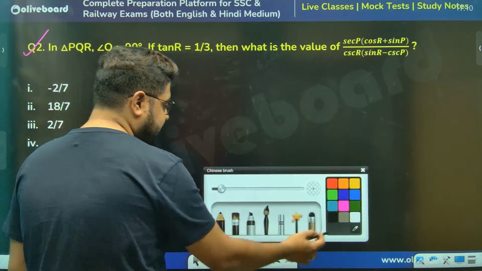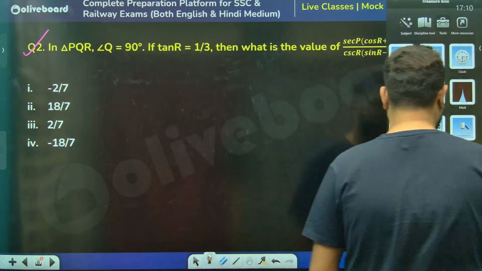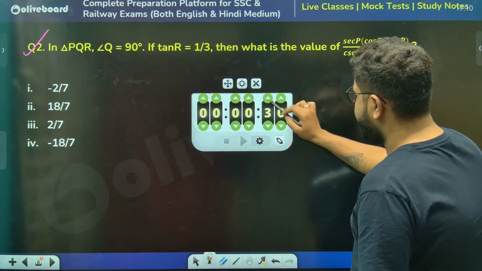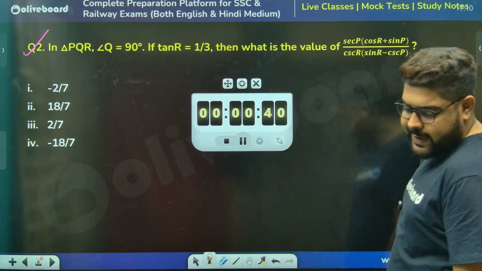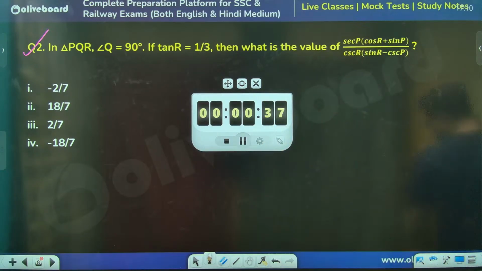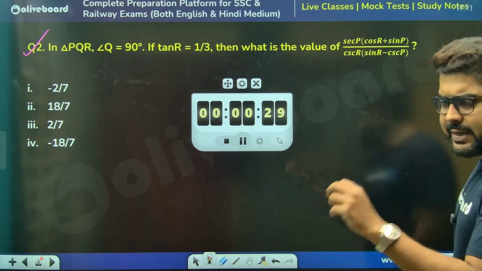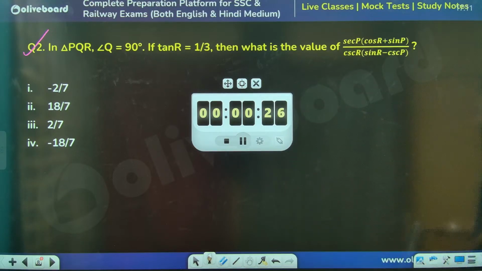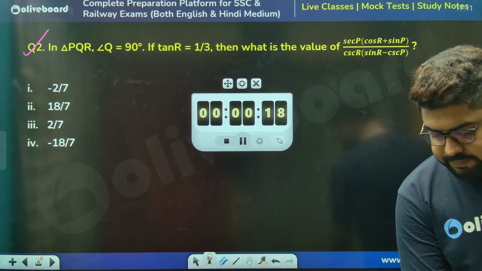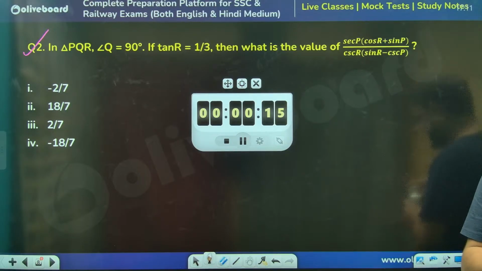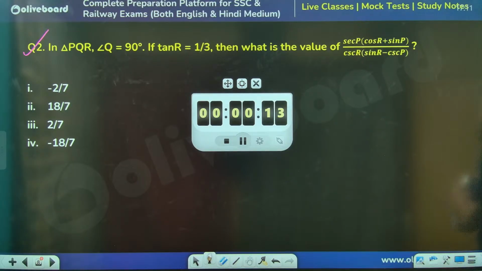Again geometry. I'm giving you a few seconds to solve, 40 seconds time. Quickly solve. All the questions today are good questions, not very easy, so it might take us some time to explain. Any answers? 10 seconds.